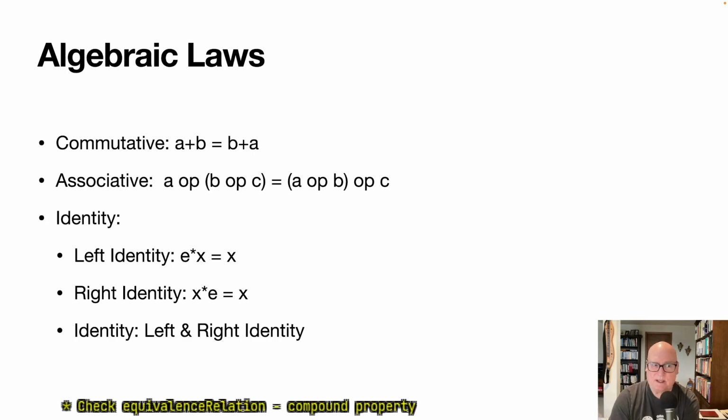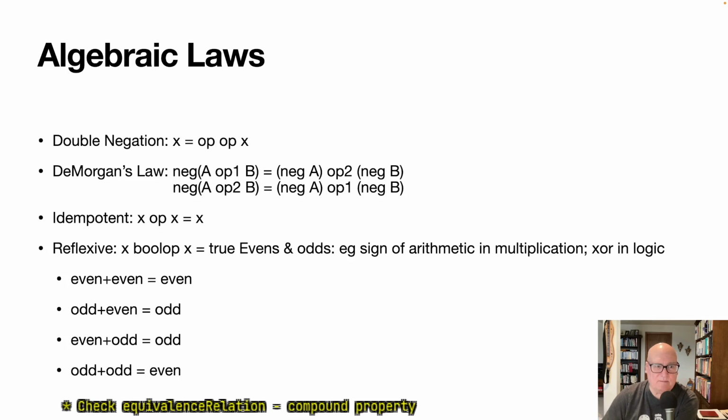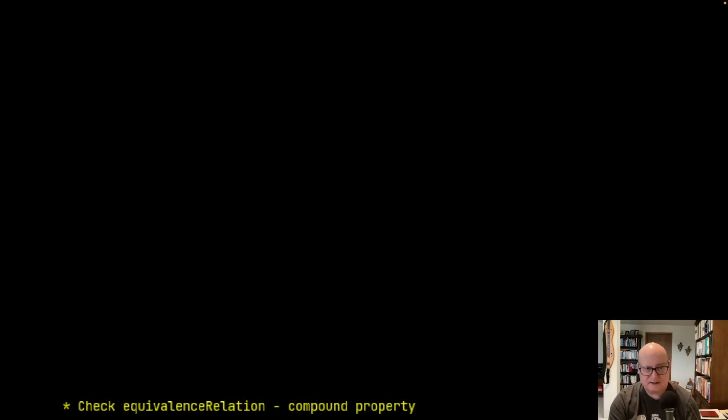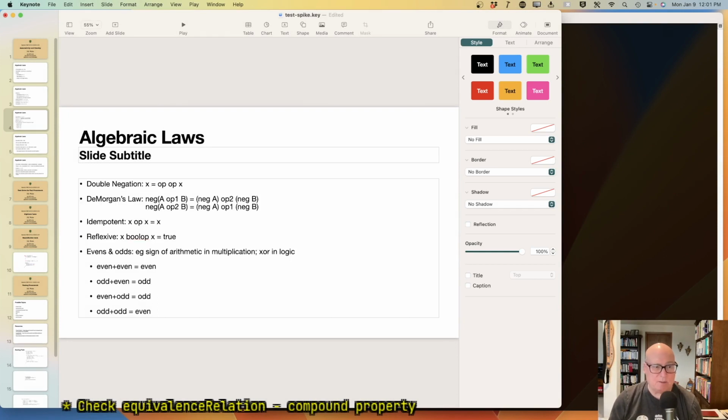I want to get those two in because these three are the big three, I think, that tend to pop up. I have a bunch of other laws I've dug up: distributive, logical laws, De Morgan's law, idempotency, evens and odds. Evens and odds are things like signs when you're multiplying, or XOR in logic, kind of testing not equal. You alternate back and forth.